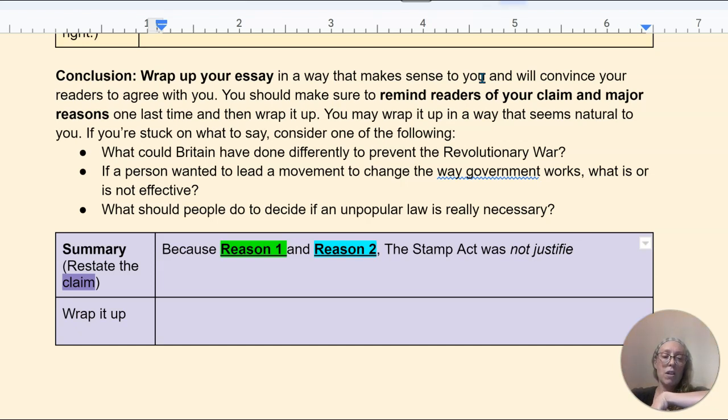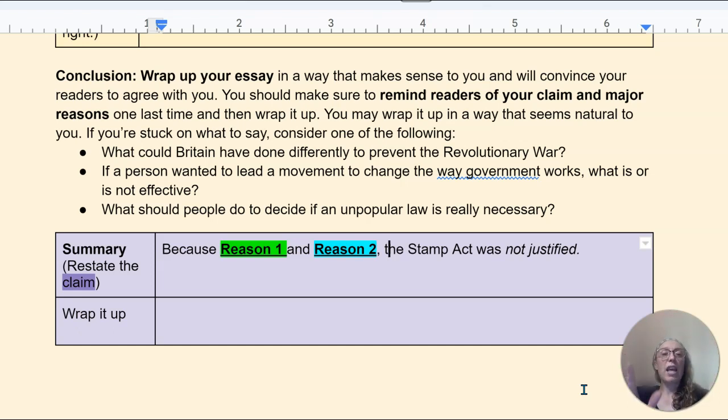So we have to put a period here at the end of justified. And I need to take my capital T and make it lowercase. And I put a comma in the middle. That's it. Now I have a new sentence. You are welcome to rewrite it in another way that actually sounds better, but this is the easy way. For those of you who are like, I don't know how to restate that a different way, this is how you do it.